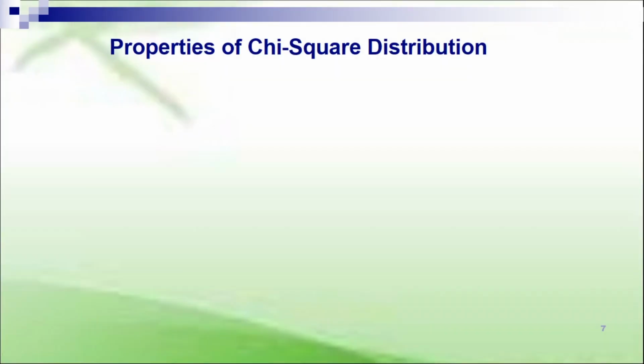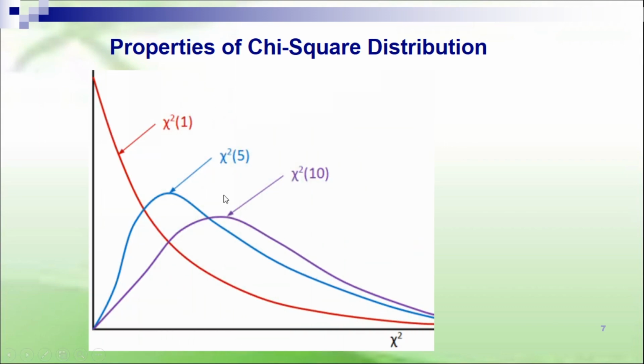You can clearly see the shape of the chi-square distribution; the number within brackets indicates the particular degrees of freedom. The red curve indicates the chi-square distribution with 1 degree of freedom. The blue one is the chi-square distribution with degrees of freedom 5. This one has degrees of freedom equal to 10. Except the first one, that means the chi-square distribution with degrees of freedom 1, all other chi-square distributions start at 0, peak somewhere here, then approach 0.